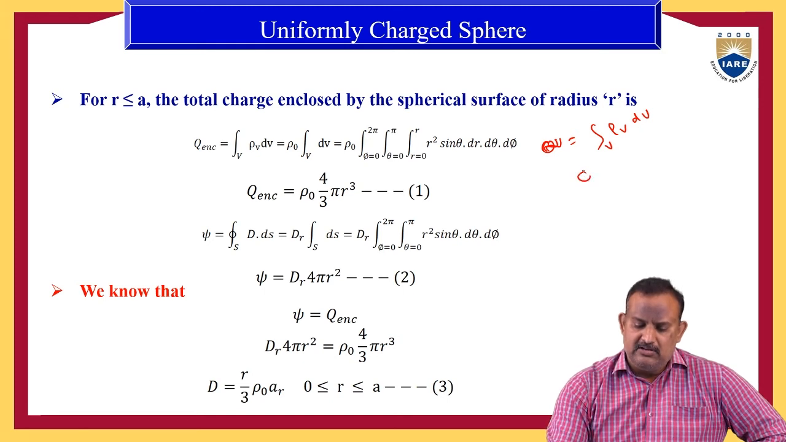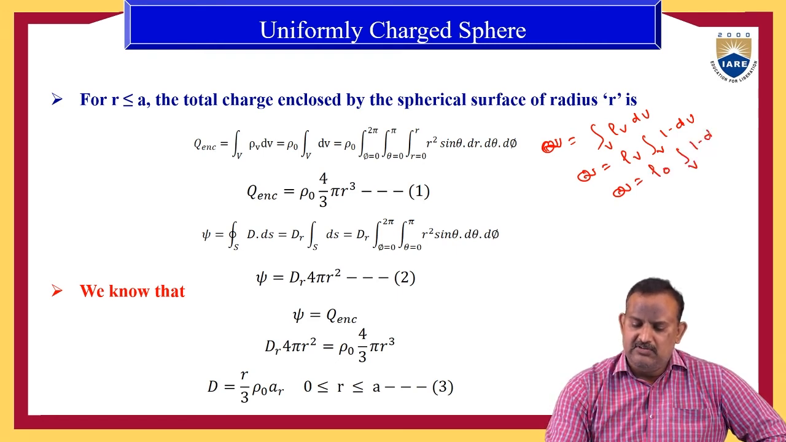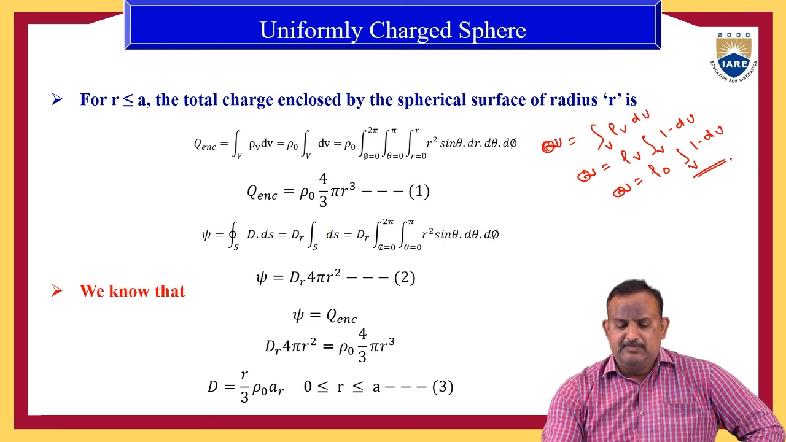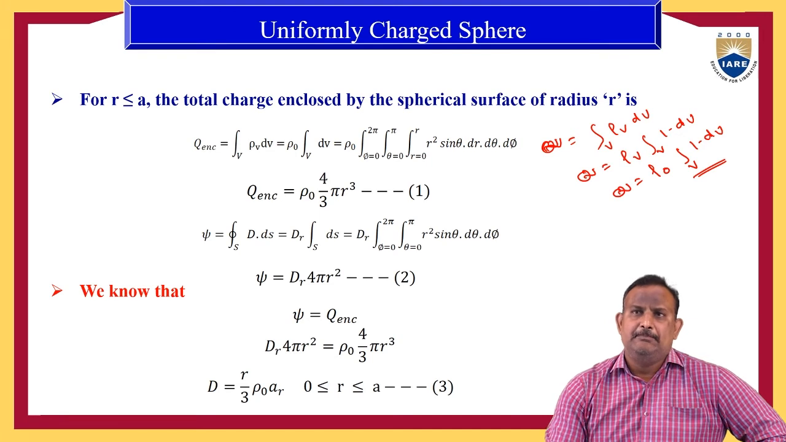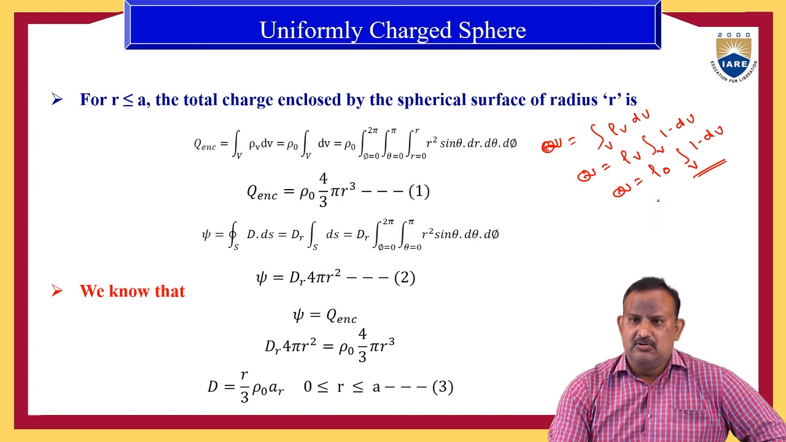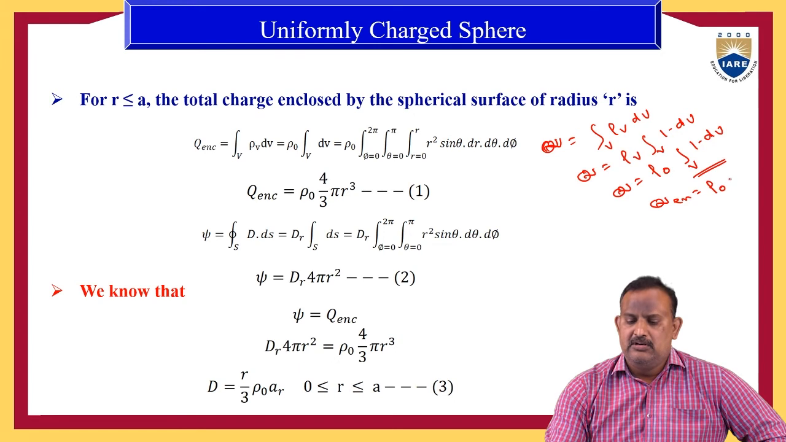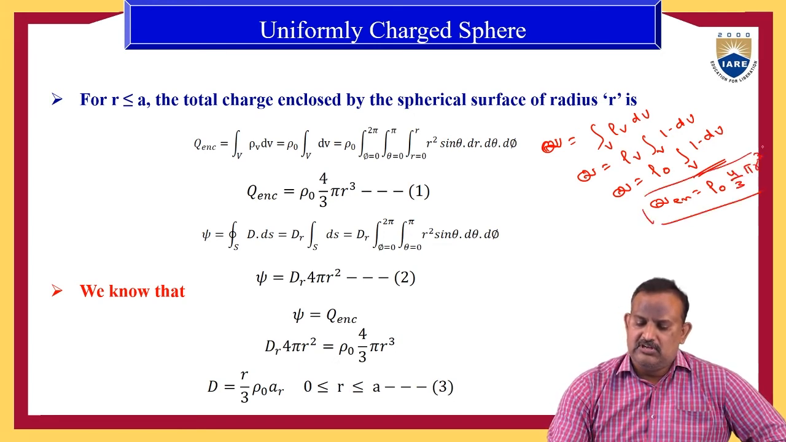Or in other way we can write Q is equal to rho v into volume integral 1 into dv. Here we assume that rho v is equal to rho naught. Therefore, Q is equal to rho naught into volume integral 1 into dv. We know that the volume of the sphere is 4/3 pi r cube, where r is the radius of the Gaussian sphere. Therefore, the charge enclosed Q enclosed is equal to rho naught into 4/3 pi r cube.